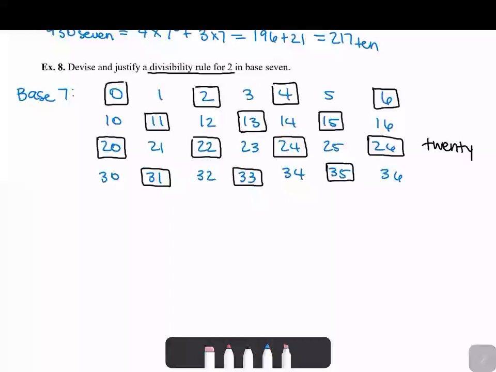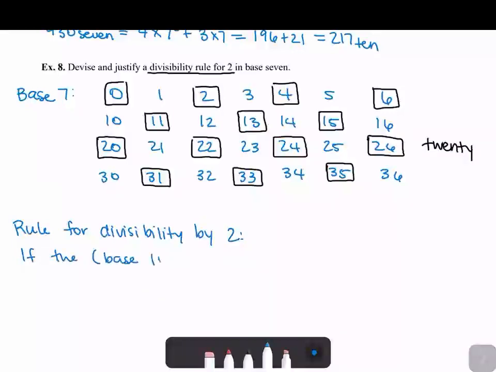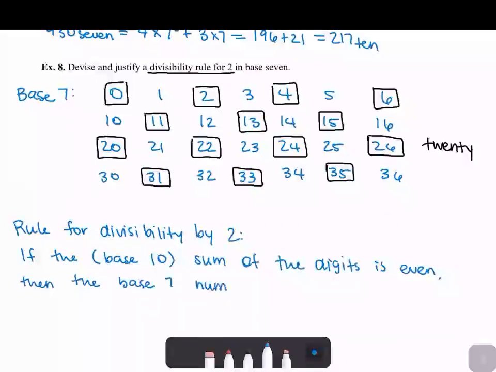But one rule that we can devise is by looking at the sum of these digits. So if the base 10 sum of the digits is even, then the base 7 number is even. You can see this, right?